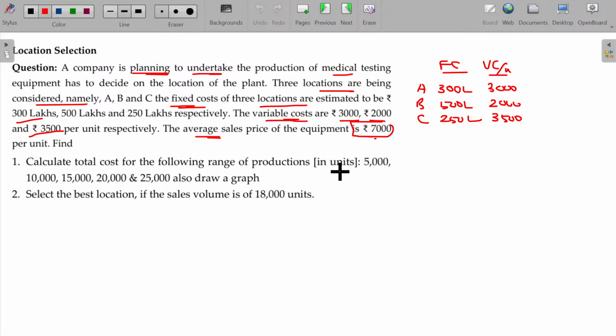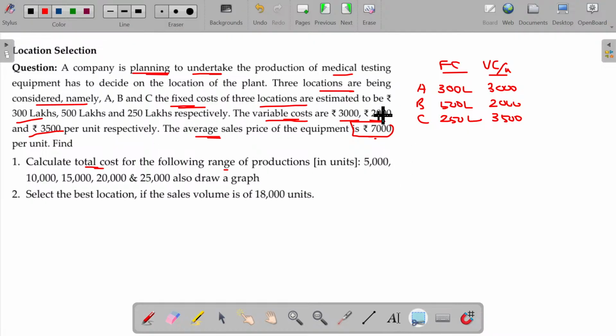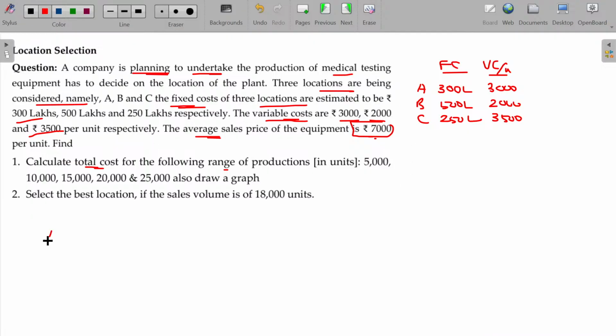Now calculate the total cost for the following range of the product, for A, B, C, for 5,000 units, 10,000 units, 15,000 units, 20,000 units and 25,000 units. Is that okay? How do you calculate the total cost? Total cost is equal to fixed cost plus variable cost per unit into number of units.